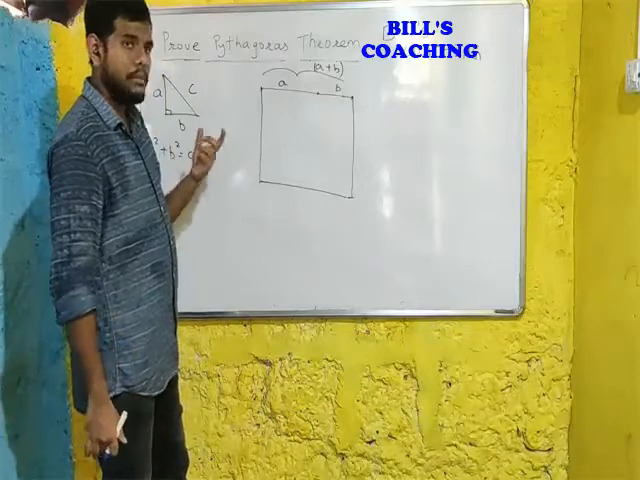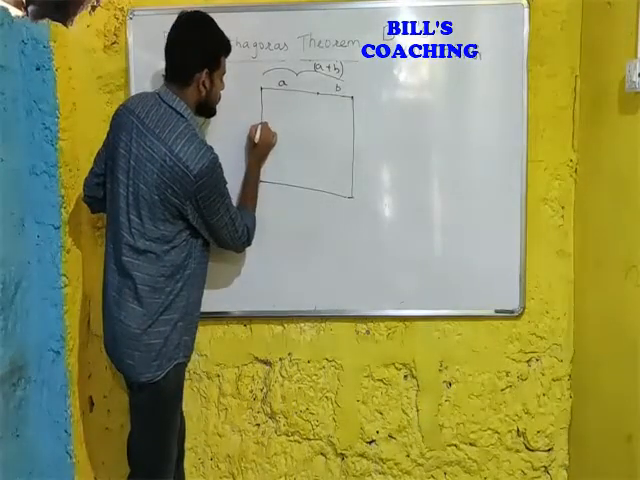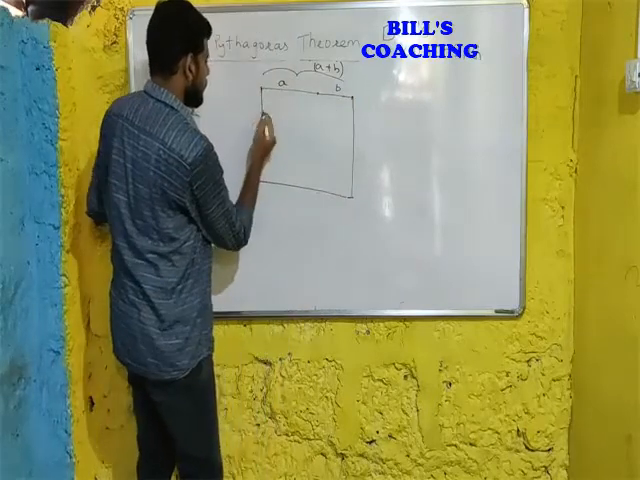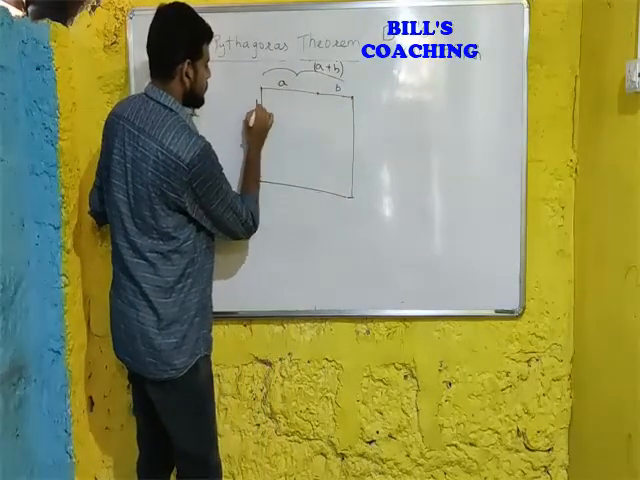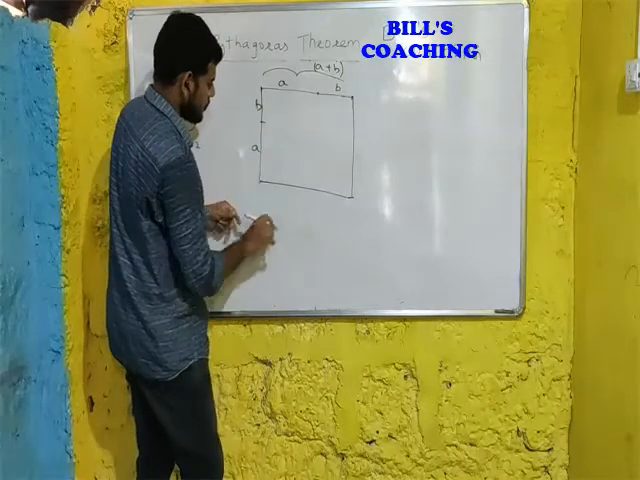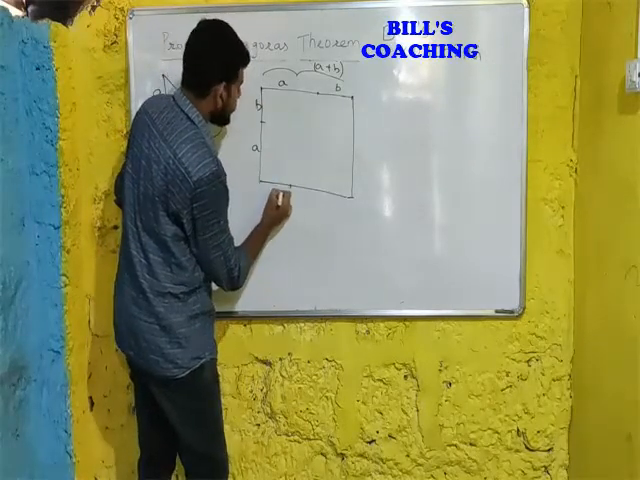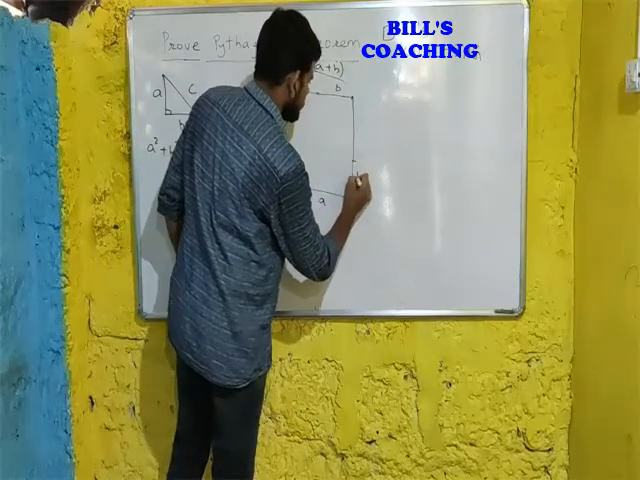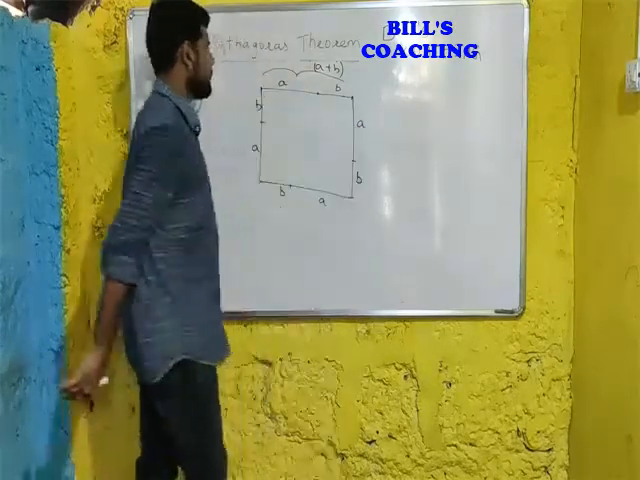Now I'll mark the points. For example, this is B. I'll just take an approximate distance, maybe around this. So this will become around B. This is A. Again, around this becomes B. This becomes A. Same, this becomes B and this becomes A.